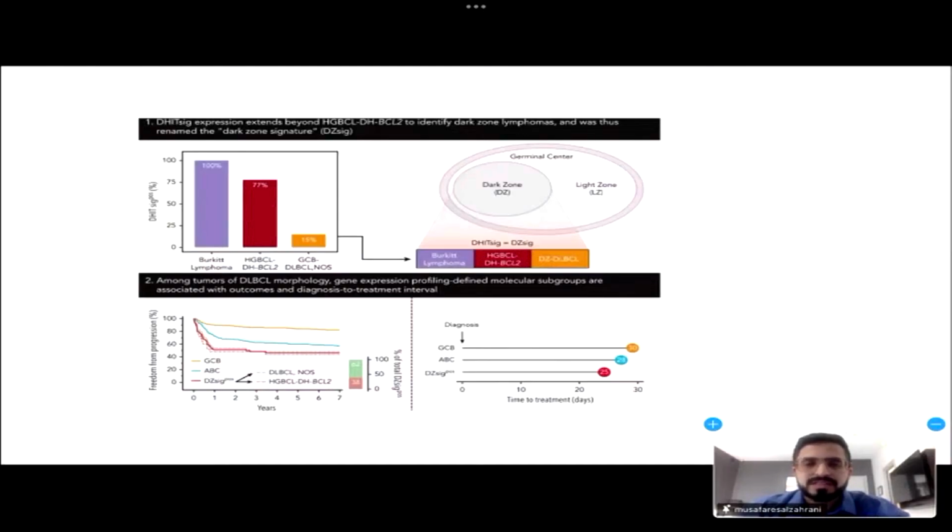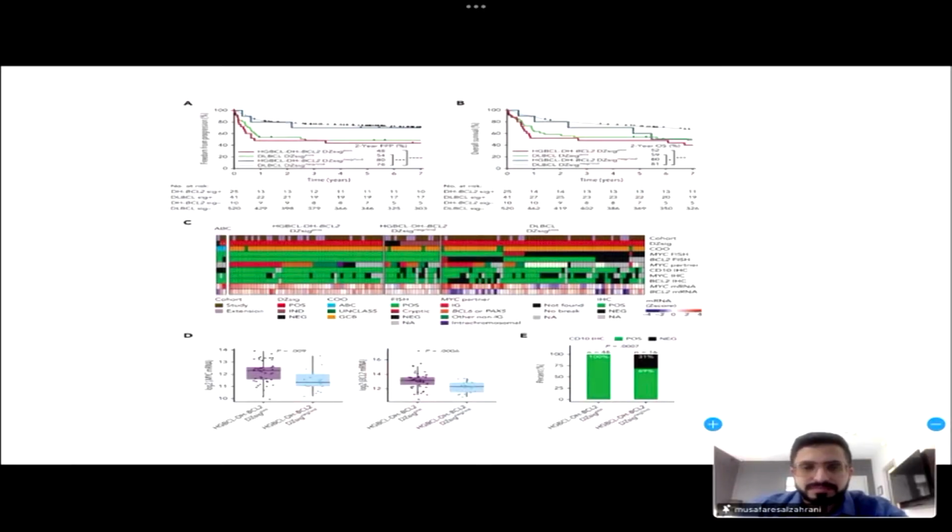If you look at the freedom from progression in the Kaplan-Meier curve, you can see that GCB and ABC, in the orange and blue colors, do better than the dark zone lymphoma. So dark zone lymphoma will do much worse compared to the other subtypes, and they have a shorter time to treatment, about 25 days, reflecting the highly proliferative disease in these patients.